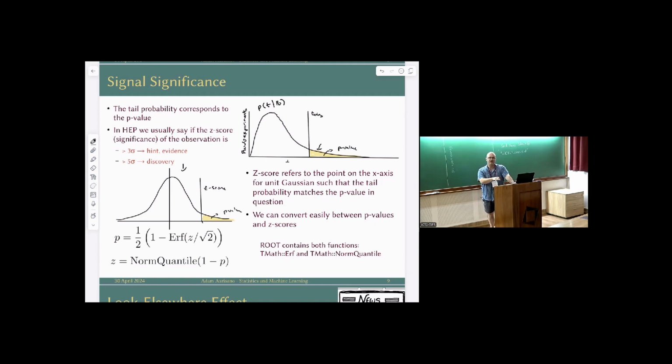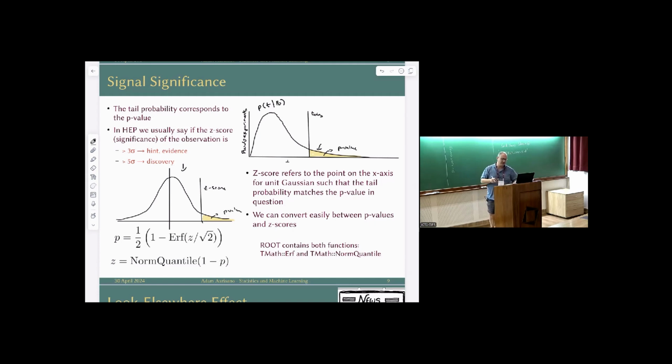What I'm doing here is called a one-sided test. Anytime you have something where you're looking for a peak, you're looking for an excess specifically above your background, our tail integral is only on one side. We don't care if you were below a certain value, it wouldn't indicate anything, right? So in that case, our p-value is 1/2 times 1 minus the error function of the z-score over √2. And you can get the z-score from the p-value by just doing norm quantile of 1 minus the p-value. Okay, so ROOT contains both of those functions, error function and norm quantile.